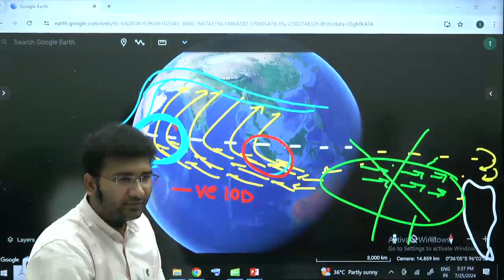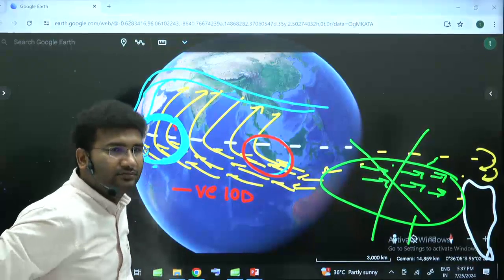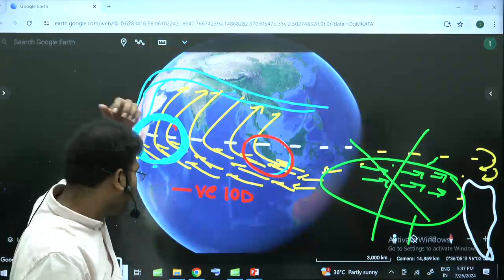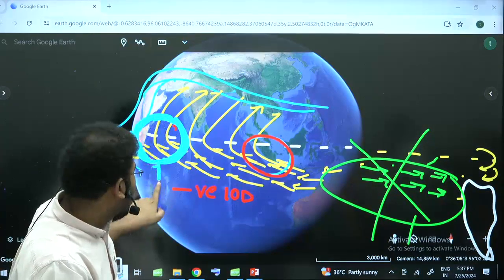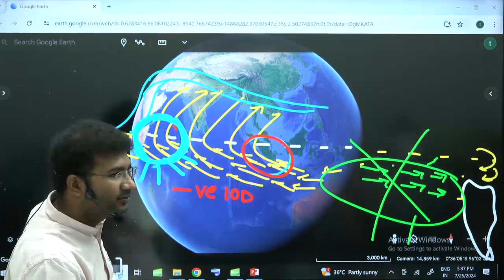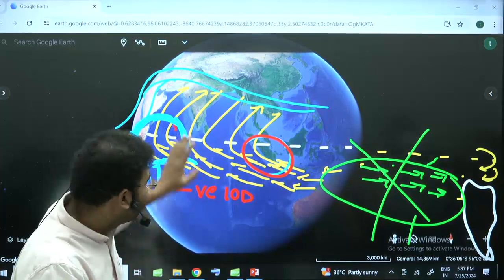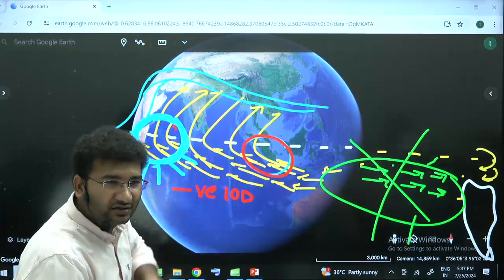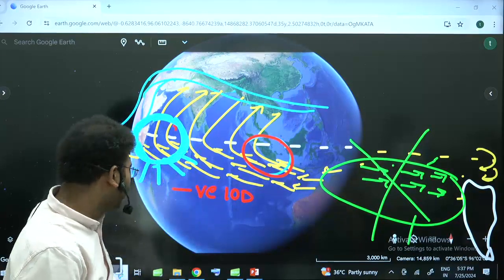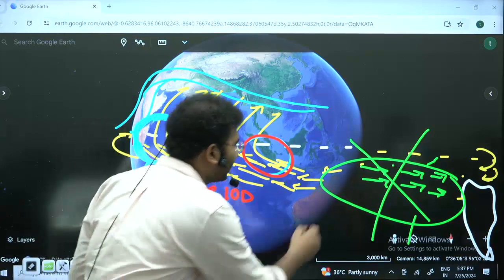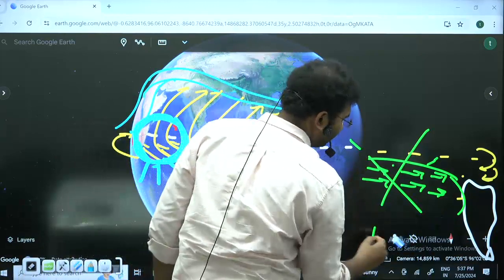Why? Evaporation is not there. In fact, this is high pressure. The winds will be moving outward. This is very, very bad for India. Now, just imagine, you have Indian Ocean dipole and you also have El Nino conditions. Will you have rainfall in India?